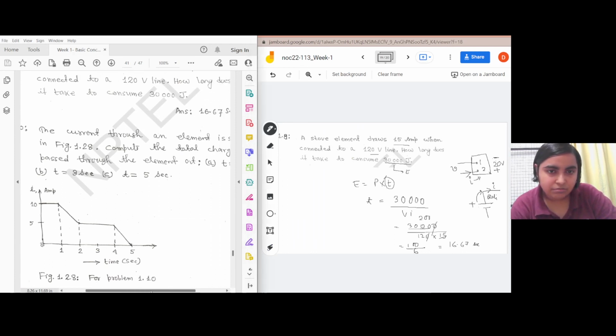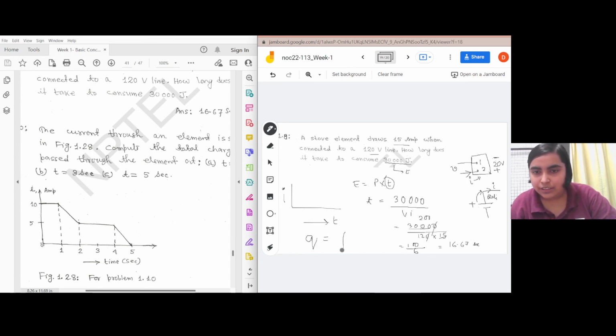See, just here, if you see, the current is given and time is given. So current is given, time is given, and charge is equal to integration i dt. What is integration i dt in this curve?